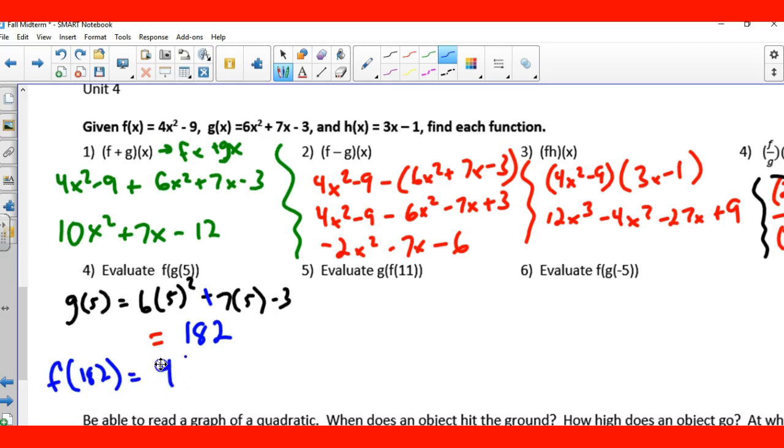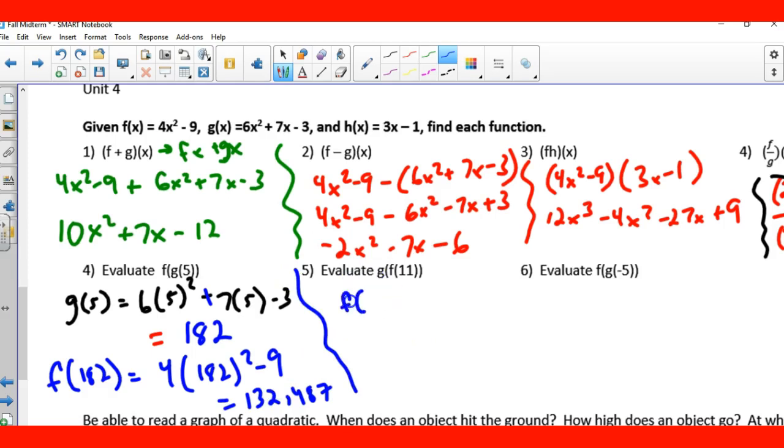So that's 4 times 182 squared minus 9. Alright, so 182 squared minus 9. That's going to give us 132,487. Right here, we got f of 11.